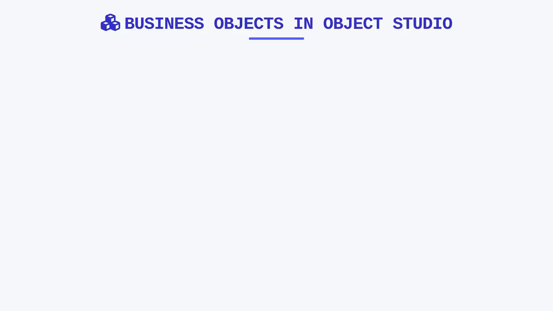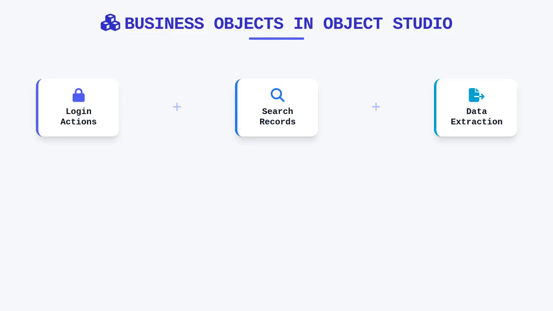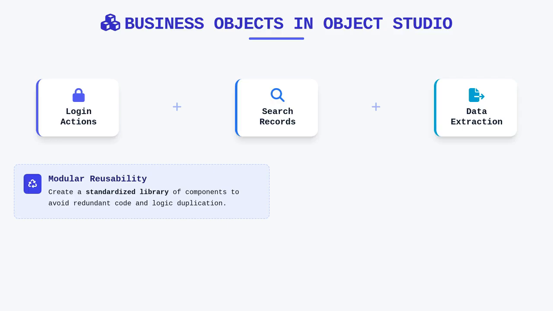When we speak of business objects within Object Studio, we must emphasize the concept of reusability to avoid the trap of redundant code. A well-designed business object should encapsulate a logical set of actions, like logging in, searching for a record, or extracting data, that can be called multiple times across entirely different processes. By building these objects with a modular mindset, you essentially create a library of components that act as a standardized interface for your entire automation ecosystem.